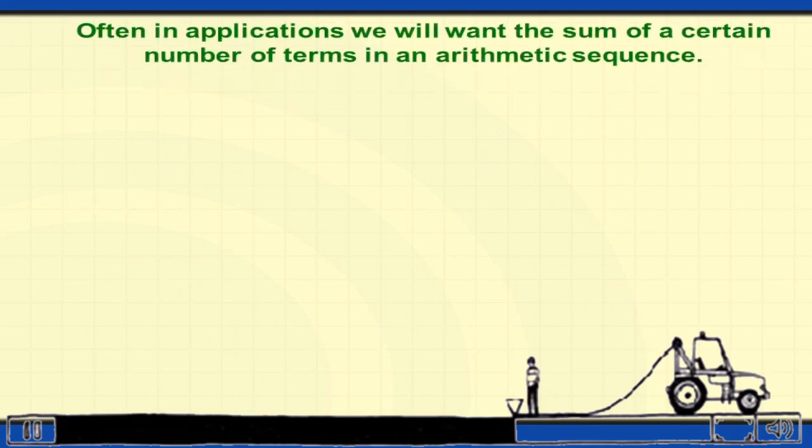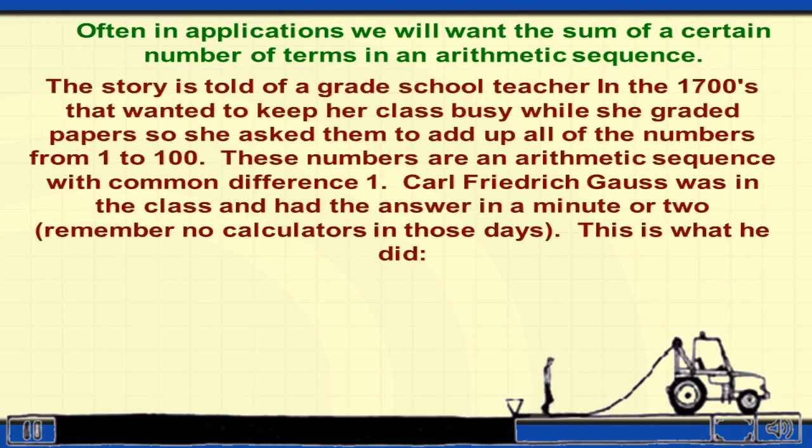Often in applications, we will want the sum of a certain number of terms in an arithmetic sequence. The story is told of a grade school teacher in the 1700s that wanted to keep her class busy while she graded papers, so she asked them to add up all of the numbers from 1 to 100. These numbers are an arithmetic sequence with common difference 1. Carl Friedrich Gauss was in the class and had the answer in a minute or two. Remember, no calculators in those days. This is what he did.